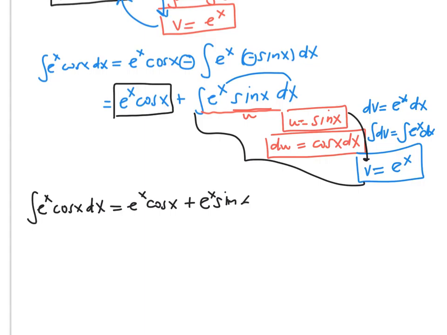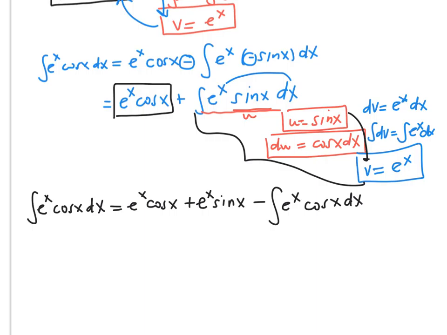It's a little messy, so let me clean that up just a bit. Make sure that you can read it. So we're going to write e to the x sine x. And from that we have to subtract the antiderivative of v, which is e to the x, du, which is cosine x dx.